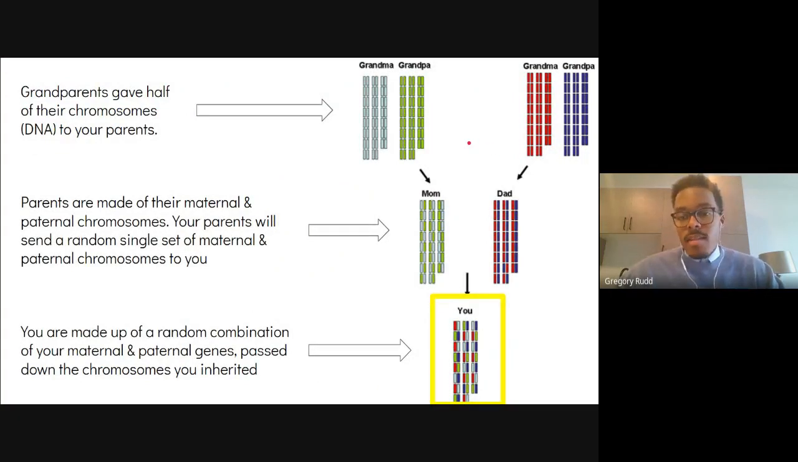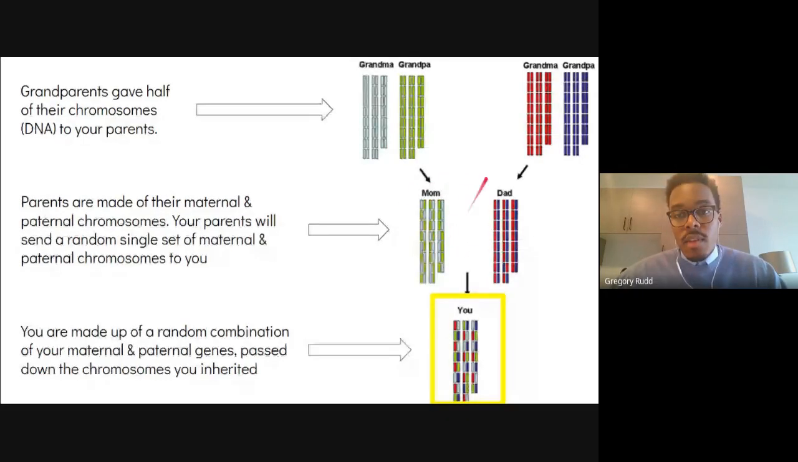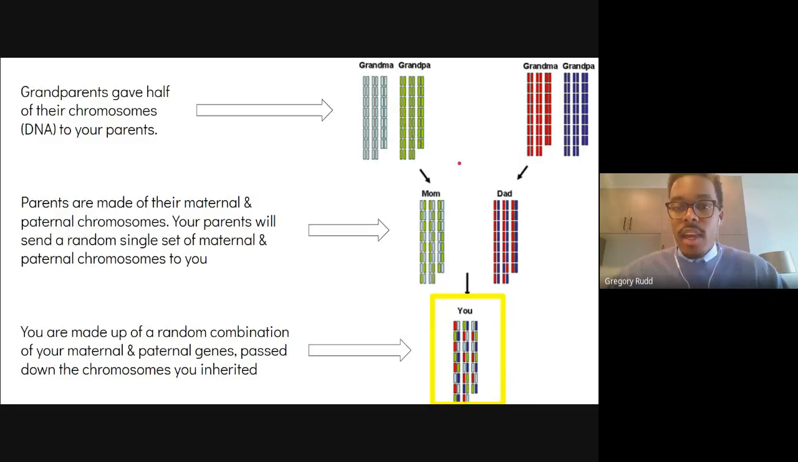So this process is pretty cool because it means that we have some genetic similarity to each of the previous generations. We have a lot of genetic similarity to our parents. And we even have some genetic similarity to our grandparents because, of course, our grandparents gave their genes to our parents.